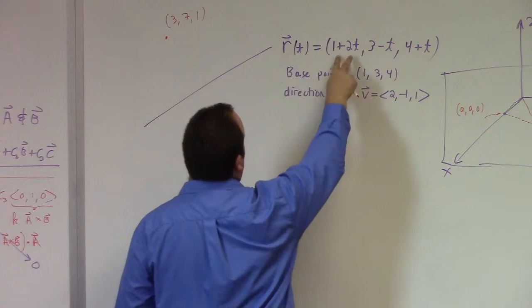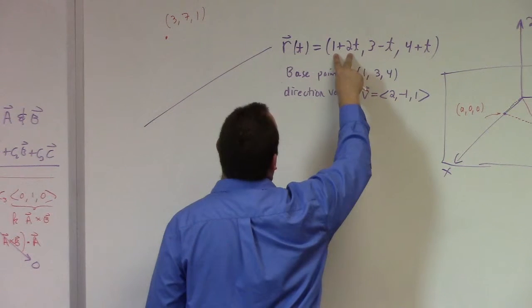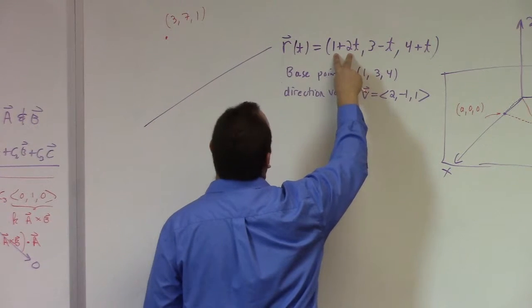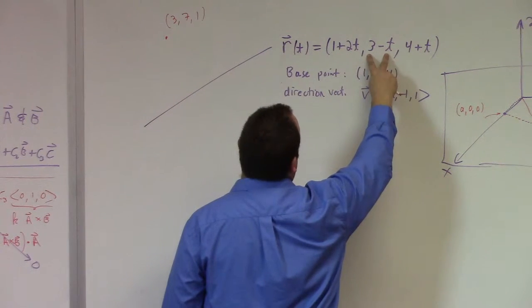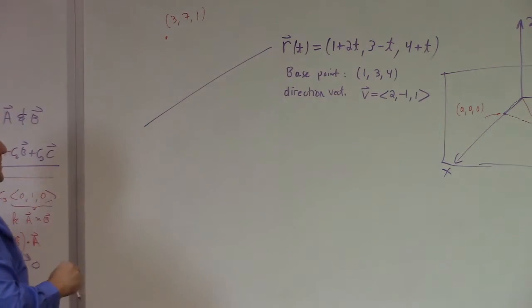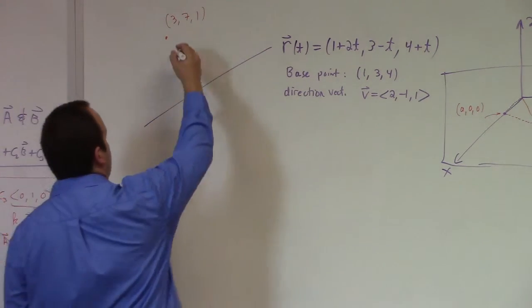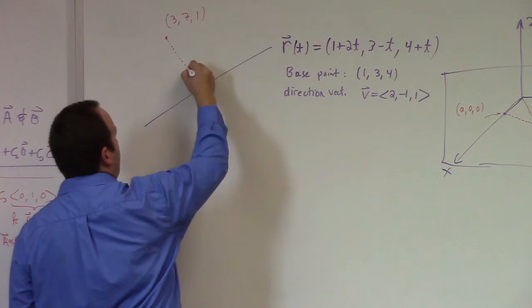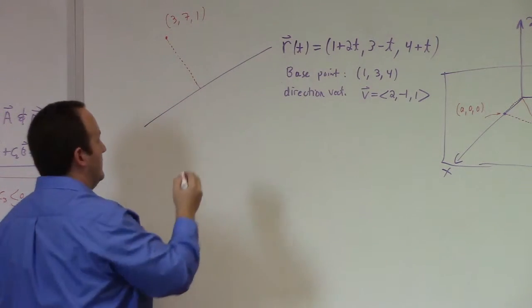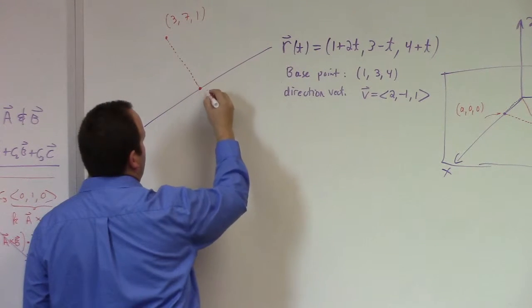Let's see here. If you put 3, that means t is equal to what? t is equal to 1 to get x equals 3. If t is equal to 1, that means y is equal to 2. Good, it's not on the line. Okay. So geometrically, we know what we want to do. We want to find this perpendicular to the line, right? And we want to find this point. This is the point we're interested in.